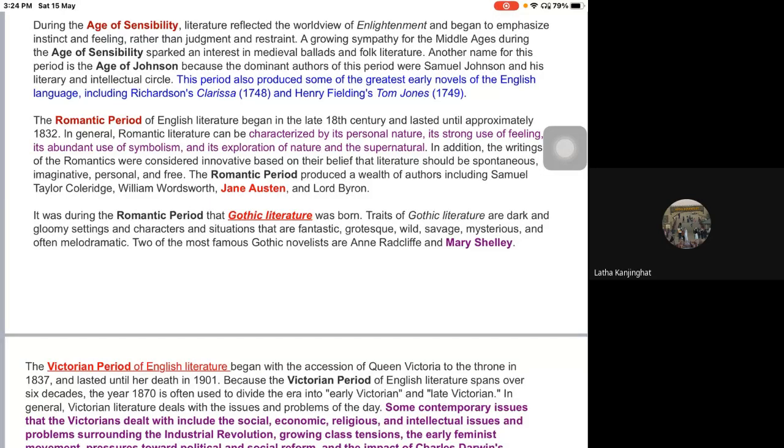So traits of Gothic literature are dark, gloomy settings and characters and situations that are fantastic, grotesque, wild, savage, mysterious, and often melodramatic, right? And we can easily identify this with the settings in Wuthering Heights, with the characters that you meet in Wuthering Heights, especially Catherine and Heathcliff, right? So two of the most famous Gothic novelists are Ann Radcliffe and Mary Shelley.